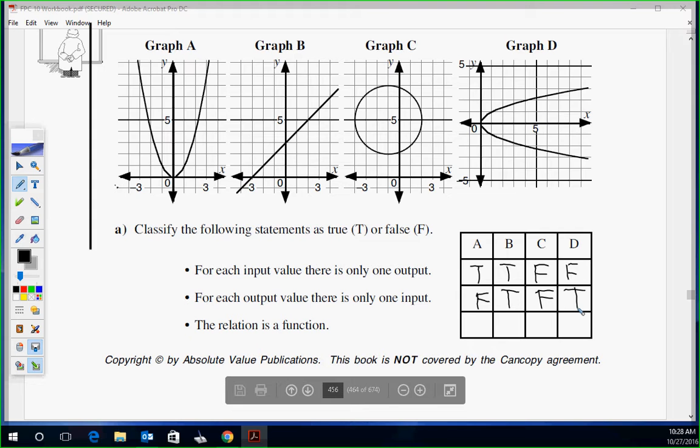Okay. The relation is a function. So which one means it's a function? The top row or the second row? This row determines if it's a function or not. So it's true, true, false, false.